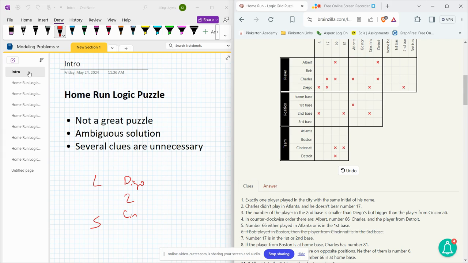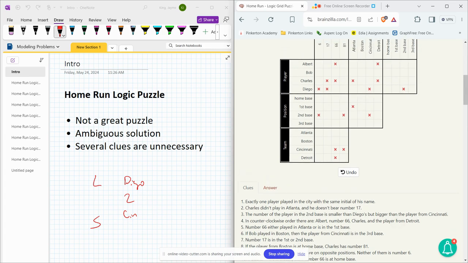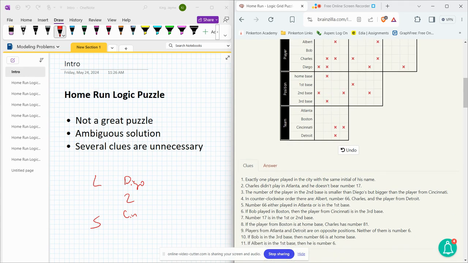If Bob played in Boston, so the if-then statements, they're only helpful in 2 cases. If I know Bob plays in Boston, then that tells me something, and if I know Cincinnati is not on third, that tells me something. But for right now, this is useless. Actually, all of our if-then statements are kind of useless at the moment. 17 has to be on first or second, so I can put some X's in there.